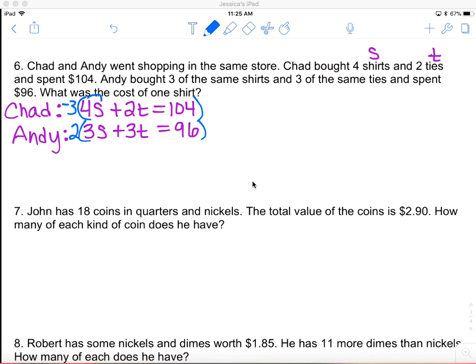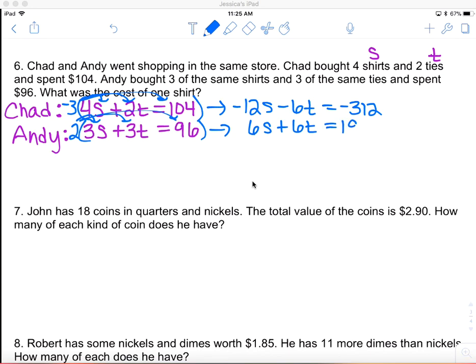By doing that, -3 times 4S is -12S. -3 times 2T is -6T. And -3 times 104 is -312. For the bottom, when I multiply across, 2 times 3S is 6S. 2 times 3T is 6T. And 2 times 96 is 192.